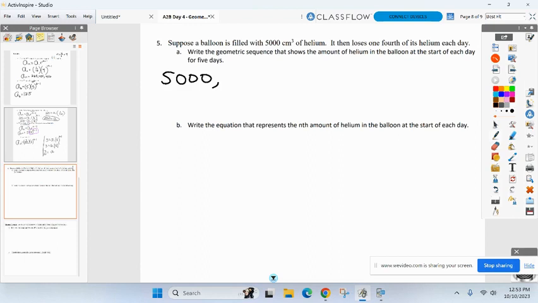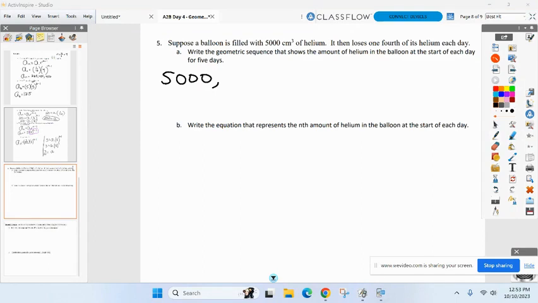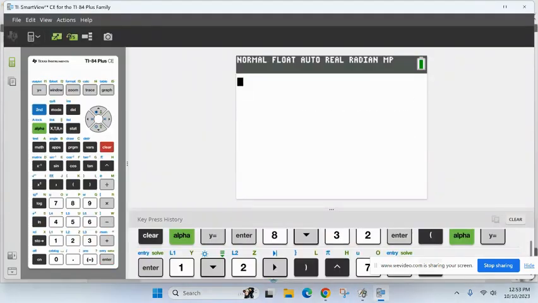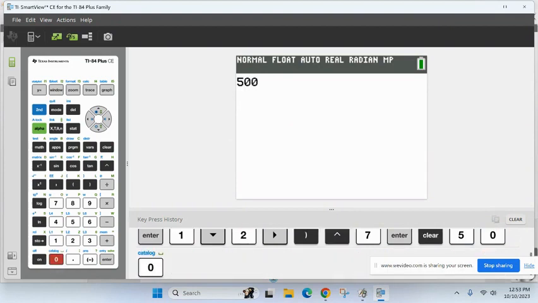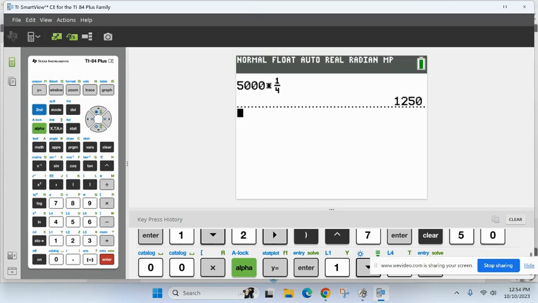Day 2. What do I do with the 5,000 if it loses 1/4 every day? Be careful here. I got 5,000 right now, and it's going to lose 1/4 of that. Multiply it by 1/4, yeah. But watch yourself here. 1250 is not my second term. What's that 1250 you just generated? That is how much you just lost, right?